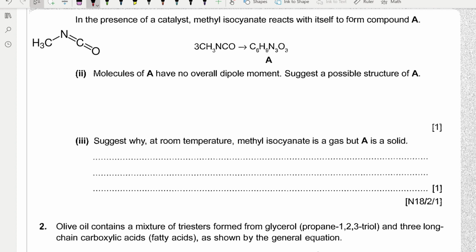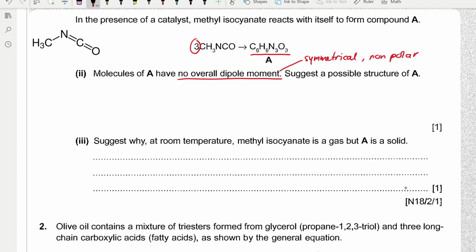Now look, compound A is formed from 3 methyl isocyanate, right? And it says molecule A does not have dipole moment, so it must be symmetrical and nonpolar. Suggest a possible structure of A. All right, so if you have 3 molecules of methyl isocyanate, they can actually react to form a cyclic structure. And that cyclic structure is actually nonpolar and symmetrical.